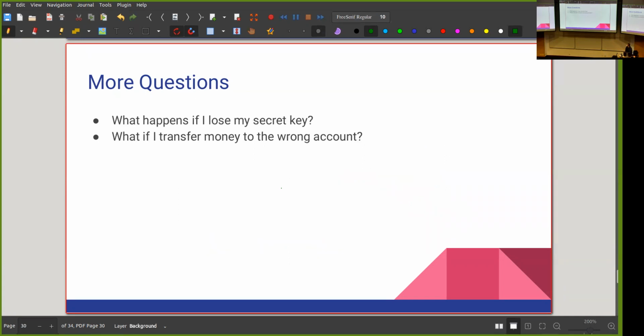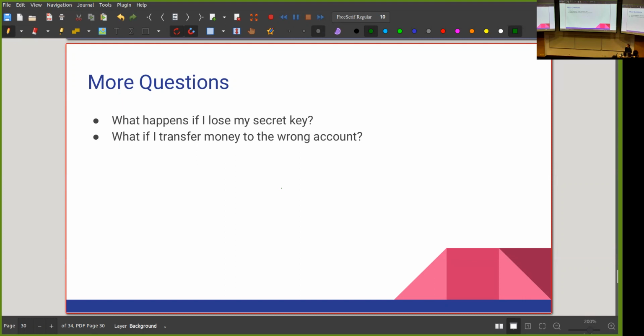Let's continue with more questions. So I talked about your identity on the system, and I told you that you basically have 2 keys. There is the public key that everyone else knows, and there is the secret key that only you know. And in order to create transactions, in order to send your money to someone else, you needed to sign those transactions. And in order to sign, you needed to have your secret key. So what happens if I lose my secret key?